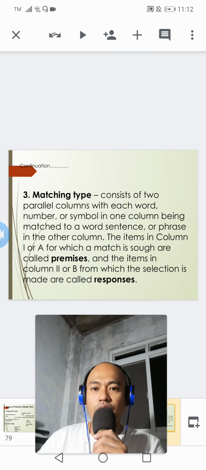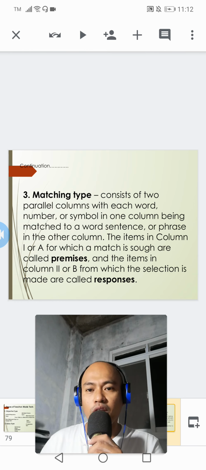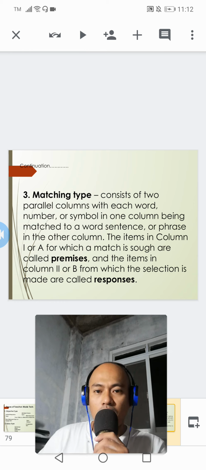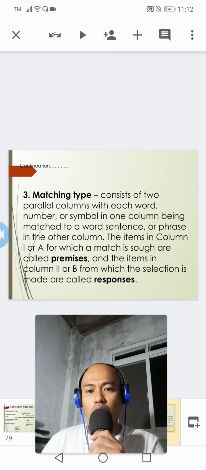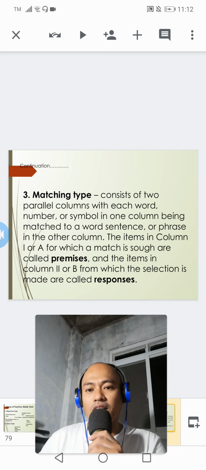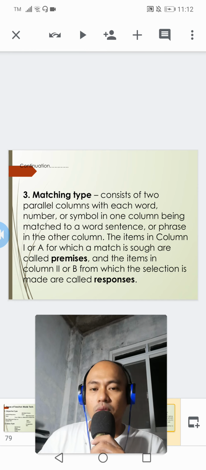This consists of two parallel columns with each word, number or symbol in one column being matched to a word or sentence or maybe phrase in the other column. The items in column 1 or maybe column A for which a match is sought are called premises. And the items in column 2 or column B from which the selection is made are called the responses.